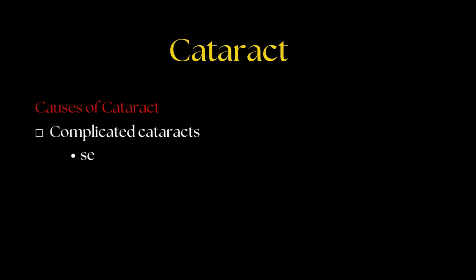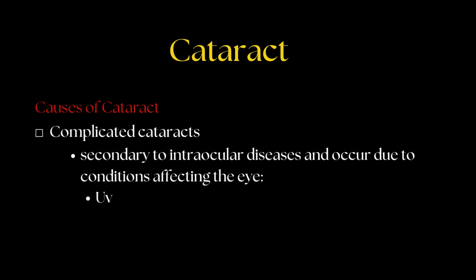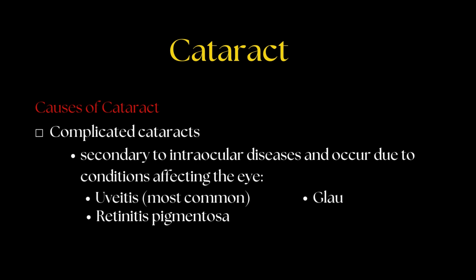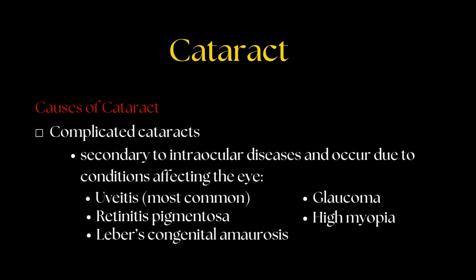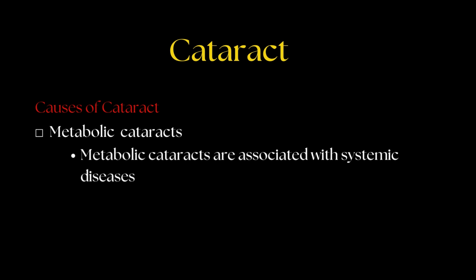Complicated cataracts are secondary cataracts that develop due to underlying intraocular diseases. Unlike age-related cataracts, these arise as a result of other conditions affecting the eye. Conditions that can contribute include the most common cause, uveitis, retinitis pigmentosa, glaucoma, high myopia, Leber's congenital amaurosis, and retinal detachment.